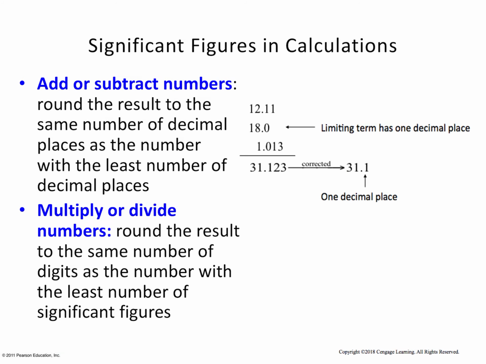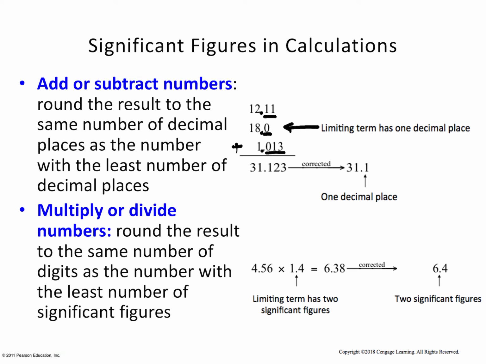So adding or subtracting, here is an example. We have 12.11, 18.0, 1.013. So you're adding these together and you're only looking at how many digits are after the decimal. A little trick is to stack them on top of one another, making the decimal all in one line. Then you can see that the limiting term is 1 decimal place. So when you sum them all up together, you get 31.123, and you would correct it to just 1 decimal place, 31.1.